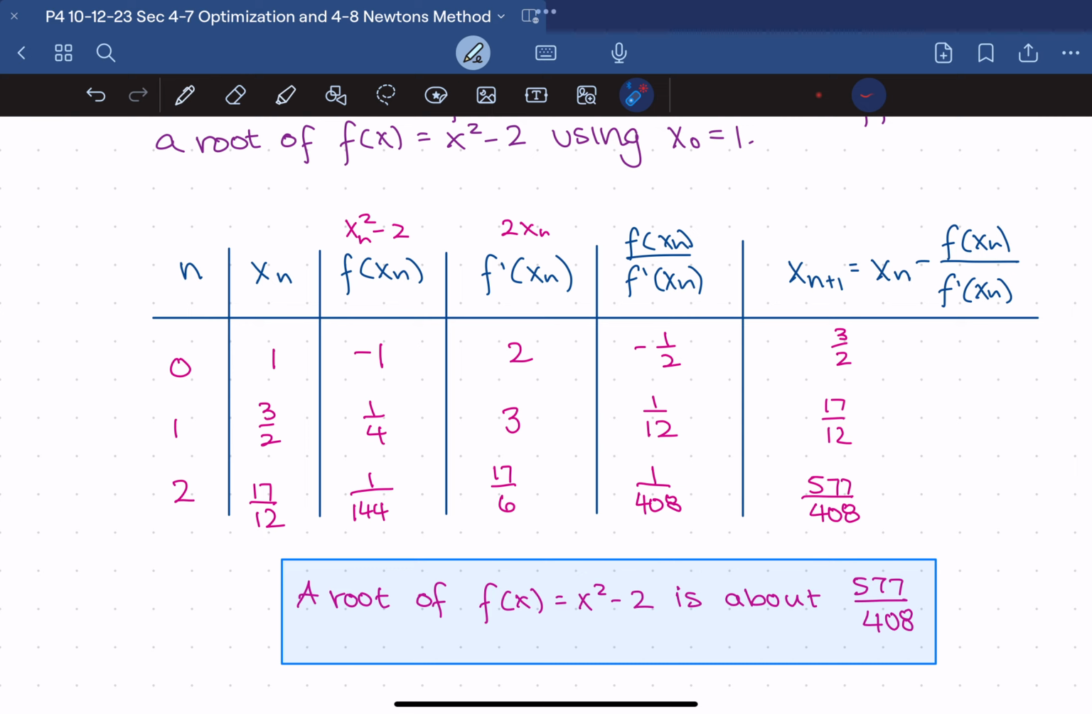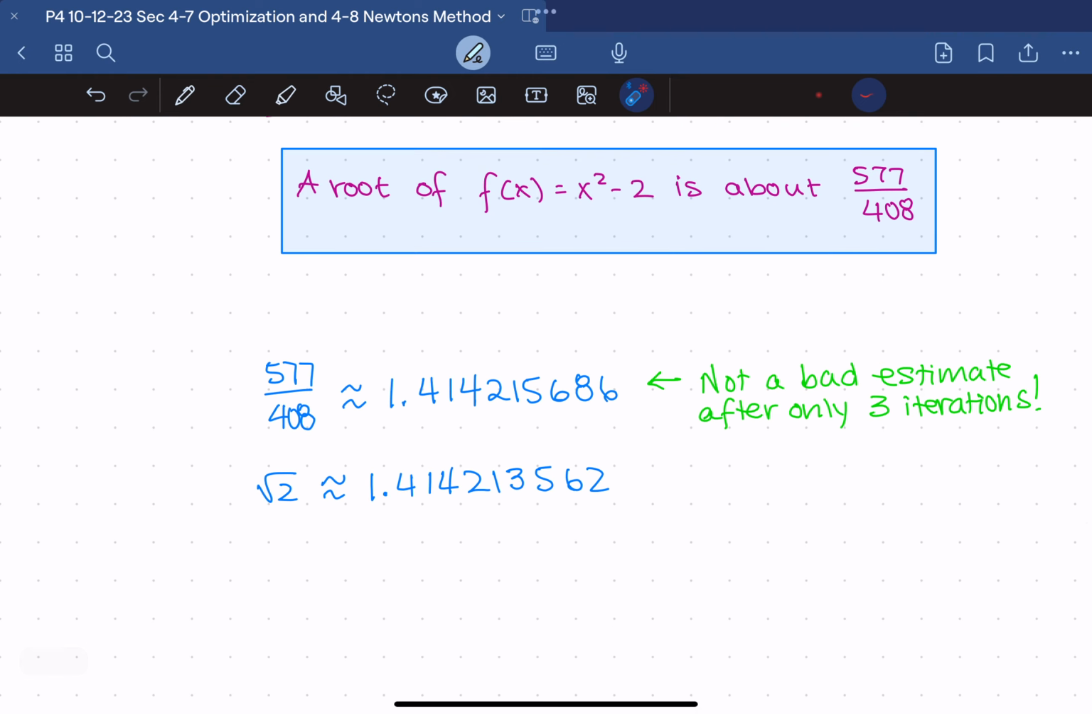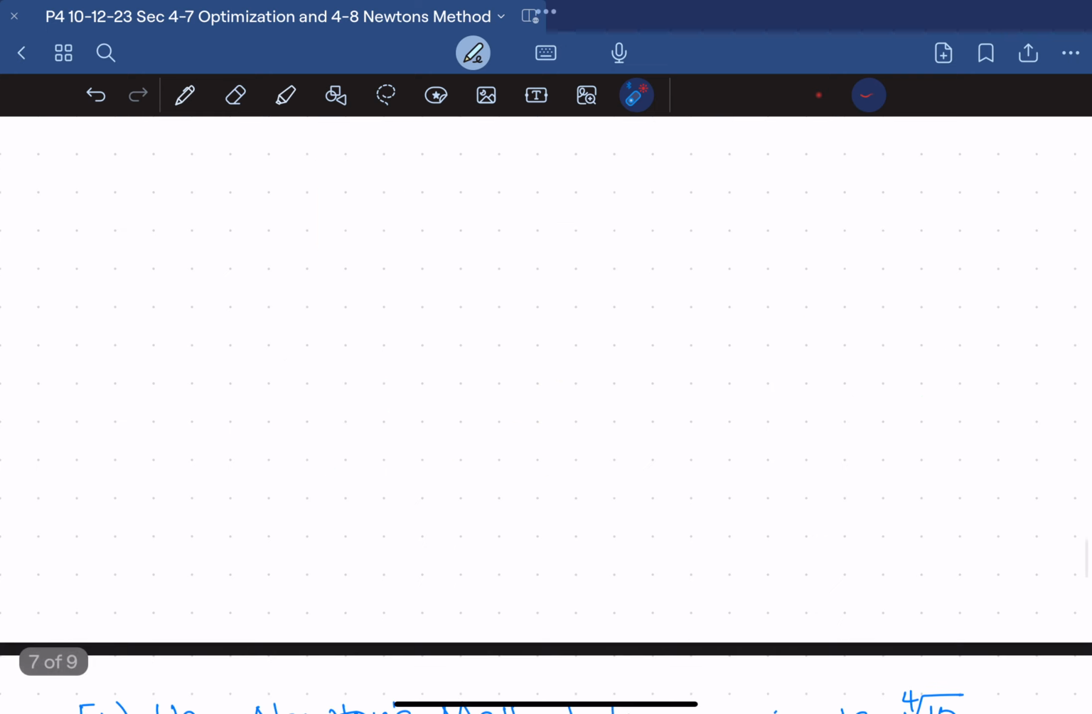Let's try one more, just so you can see another way of using Newton's method. And then I'm going to show you something on the calculator. Oh, by the way, for fun, remember, we only did 3 iterations. On a calculator, when I divided, this was all the digits the calculator showed me. Square root of 2, here's all the digits it showed me. Not bad. 1, 2, 3, 4, 5 digits after the decimal point. Pretty good estimate. All right.